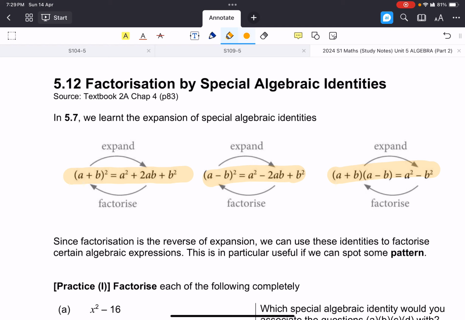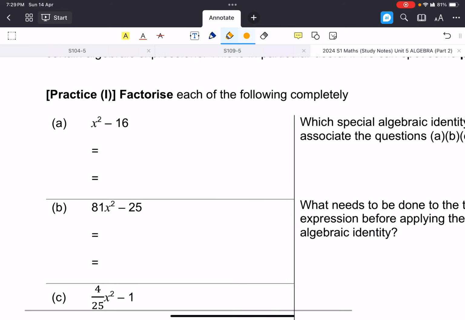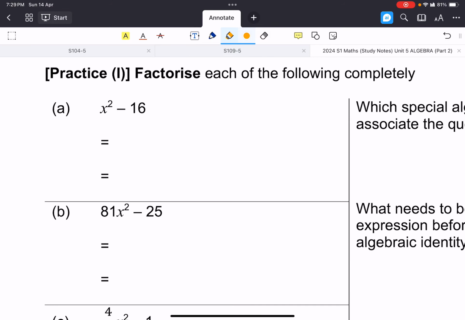So these identities, it is good to actually memorize them and know them by heart, because it will speed up your processes a lot quicker, right? So how does it work? If I look at this example, x squared minus 16. So this is a quadratic, right?